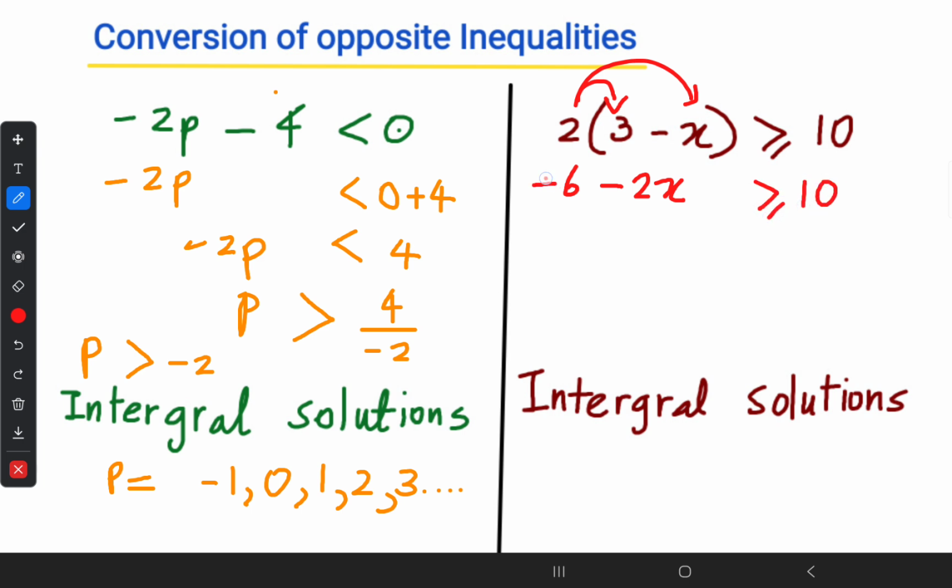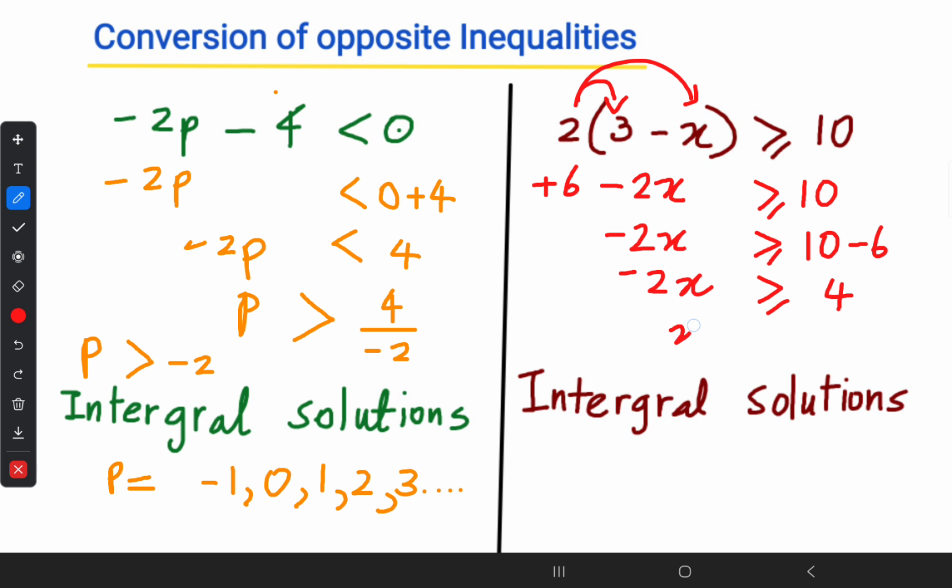This 6 has a positive. So this negative 2x, I'll keep it as it is. The positive 6 would be a negative 6 here. But in this case, there is no change in the direction, we are just doing the subtraction. Negative 2x should be greater than or equals to 4.